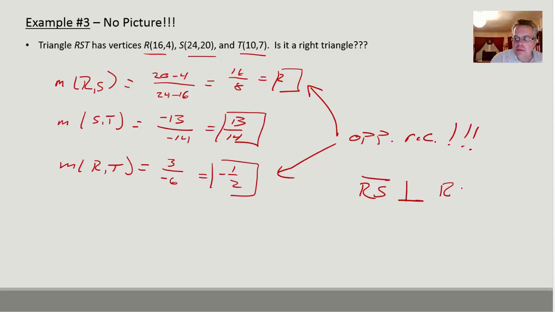So, kind of interesting, we're going blind. We're just checking the slope of the three sides, and if any two of them are opposite reciprocals, those sides make a right angle. So yes, this one's a right triangle. So that's how we do that.